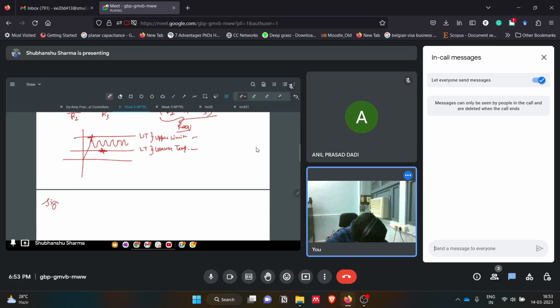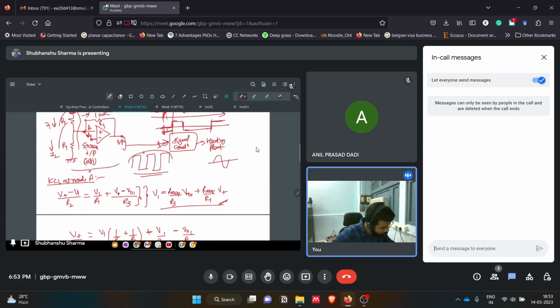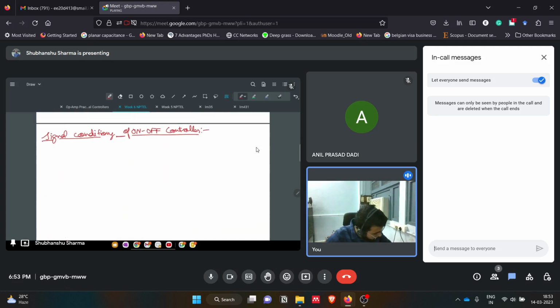Signal conditioning of the on-off controller. First of all, why do we need it? Because we are getting an output like this from the on-off controller, and we need some sinusoidal output or something. Since the output is only V plus and V minus, we need some linear output, something like a sinusoidal waveform.